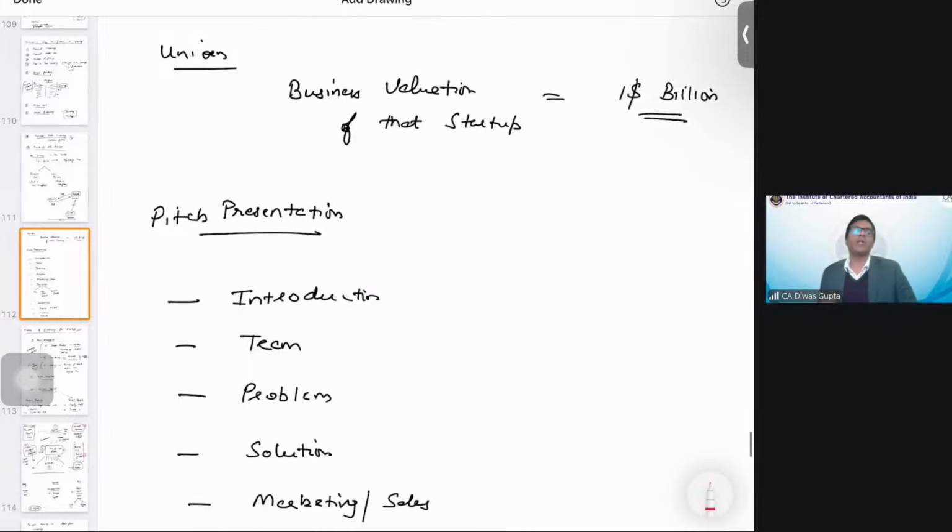Yes. Then there is the concept of unicorn, students. Unicorn is a startup whose business valuation has reached $1 billion. Okay.